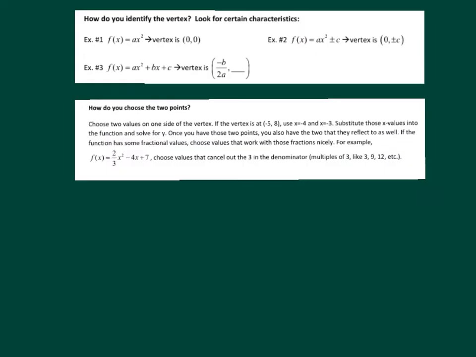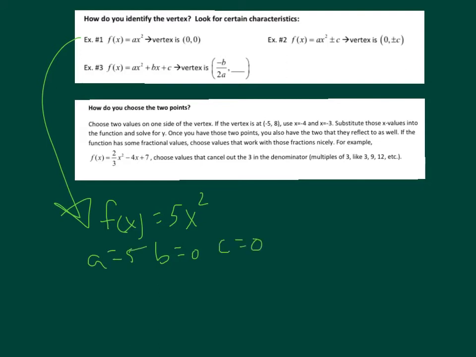How do you identify the vertex? Well, you can look for certain characteristics. If you just see f of x equals ax squared, so for example 1, say f of x is equal to 5x squared, then what we're trying to tell you is that b is equal to 0, a is equal to 5, and c is equal to 0. But most importantly, b is equal to 0. So the x value of my vertex and the axis of symmetry, the opposite of b all over 2a, is the opposite of 0 over 2 times 5, which is 0.